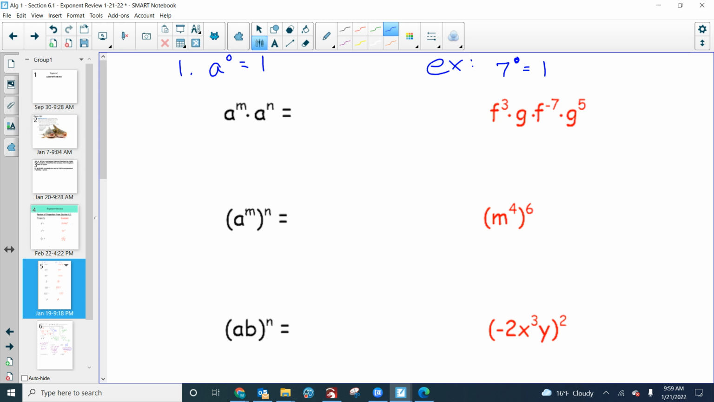What's number 2? A to the negative n power. A to the negative n is 1 over a to the positive n. A little switcheroo there. Our example: 2 to the negative third power is 1 over 2 to the positive third power. What is the point? The point is practicing the rules.